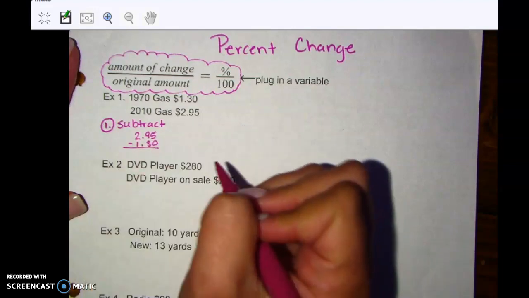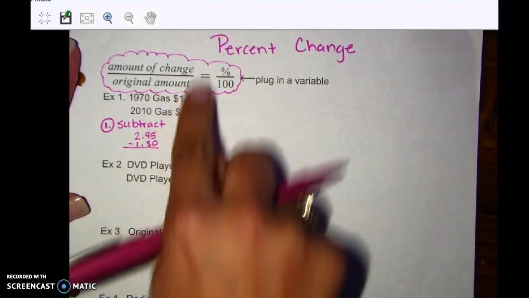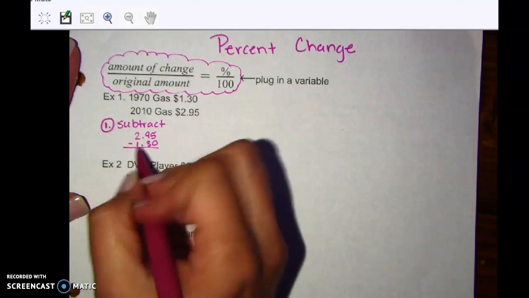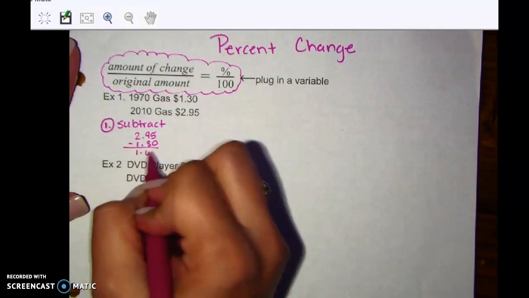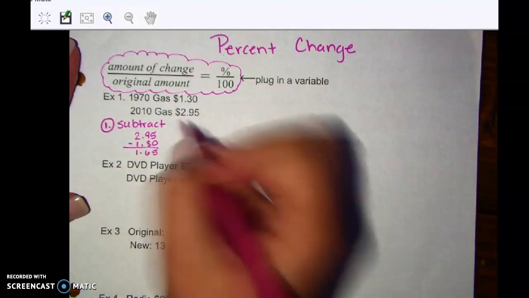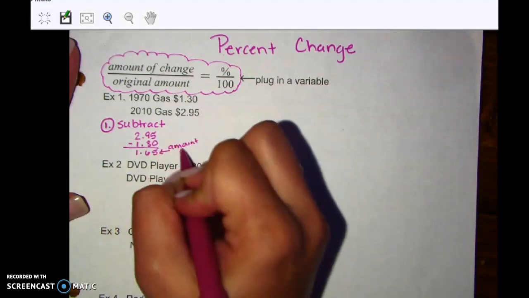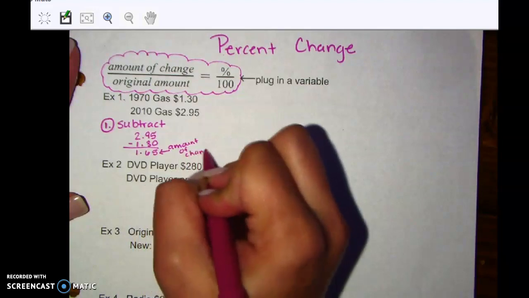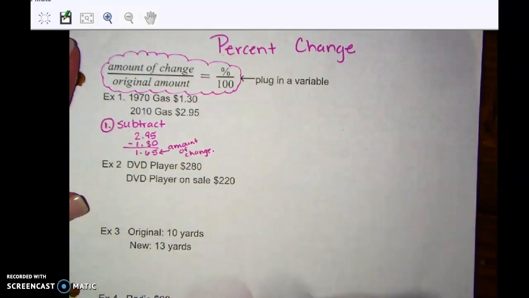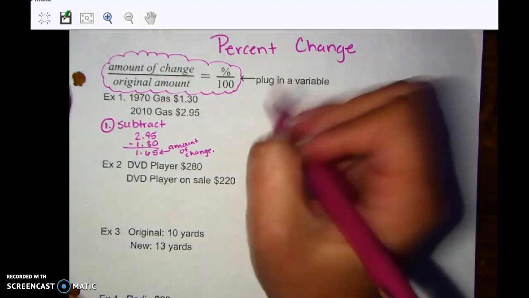This is the amount of change that we're talking about going on this top in the numerator spot, and that will end up giving us $1.65. So this again is our amount of change. Okay, so step 1, subtract. Find the difference in the two items you are comparing.